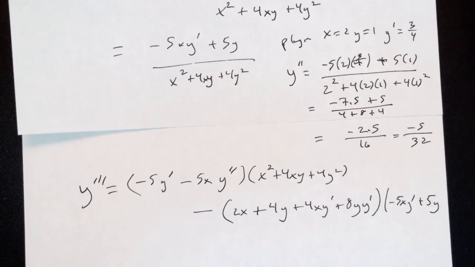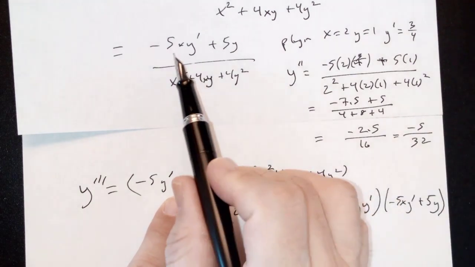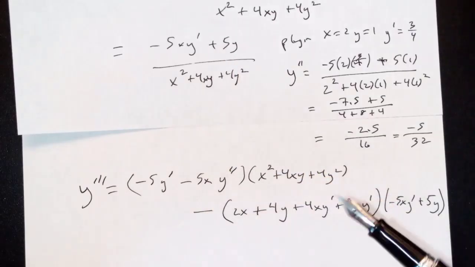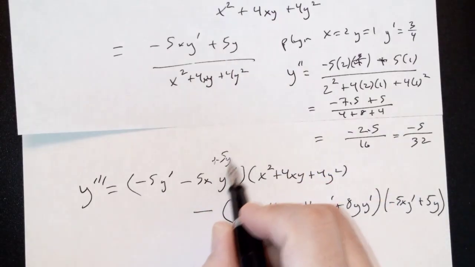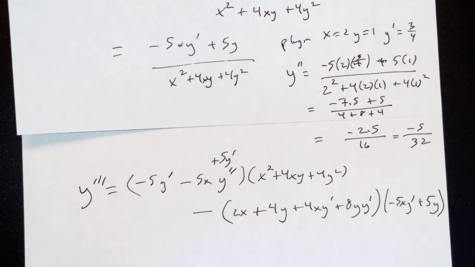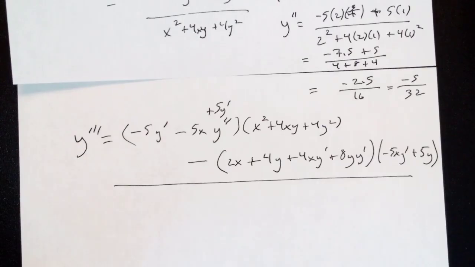Oh, that means I forgot something. Up here, when I did the derivative of the top, what did I forget? I did the product rule here. I forgot to do the 5y. There should be another 5y prime there from this derivative. I got to do all the derivatives. I can't just forget one. This is all over the bottom squared.